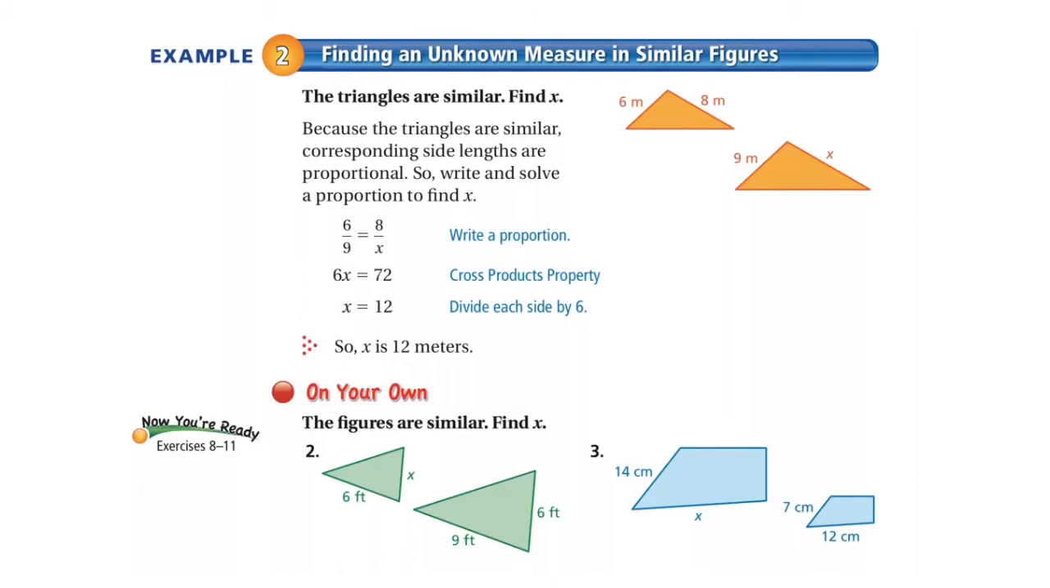So 6 over 9 equals 8 over x. We could do cross products there, and 6x equals 72. X has to equal 12, so 12 meters. There are 2 for you to do on the bottom here. Remember, put the smaller triangle's, or smaller shape's, lengths on the top of the ratios, and then your proportion should line up just fine.